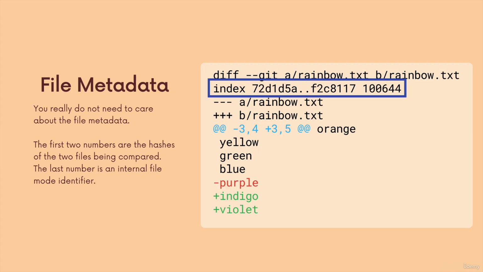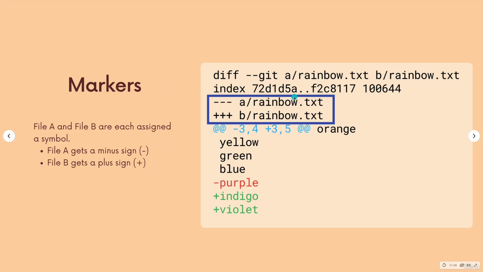Then the next line does not matter for the most part. I've never needed to take a look or understand it. It's metadata about the files that are being compared. Each file actually gets its own hash. That's what we're seeing here, but really it doesn't matter. And then this is an internal file mode identifier. Again, not important. Then we see two lines of markers. This is Git's way of telling us that for file A, whatever that is, changes in file A will be indicated with a minus sign, and file B will be a plus sign. So that part's hopefully straightforward.